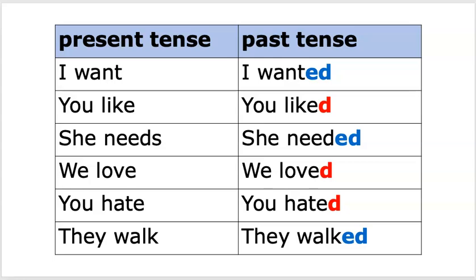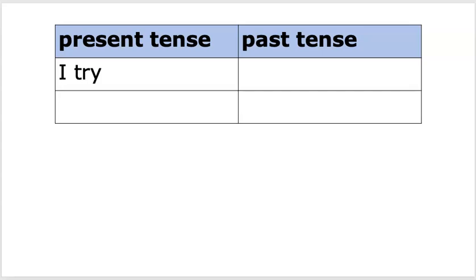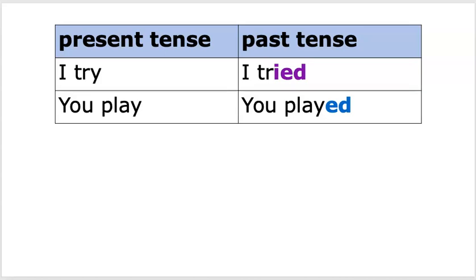Well, what about verbs that end in Y? If the verb ends in a Y and the letter before the Y is a consonant, as in try, the past tense becomes tried. We change the Y to IED. If it ends in a Y, but the letter before it is a vowel, as in play, the past tense becomes played. We simply add ED.